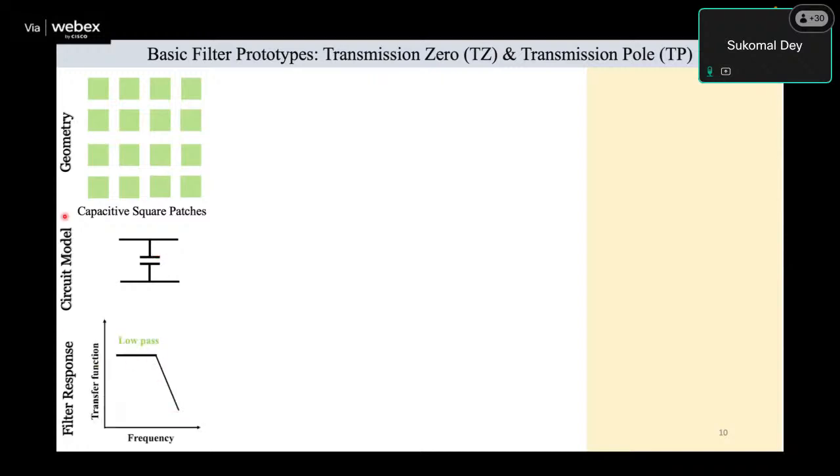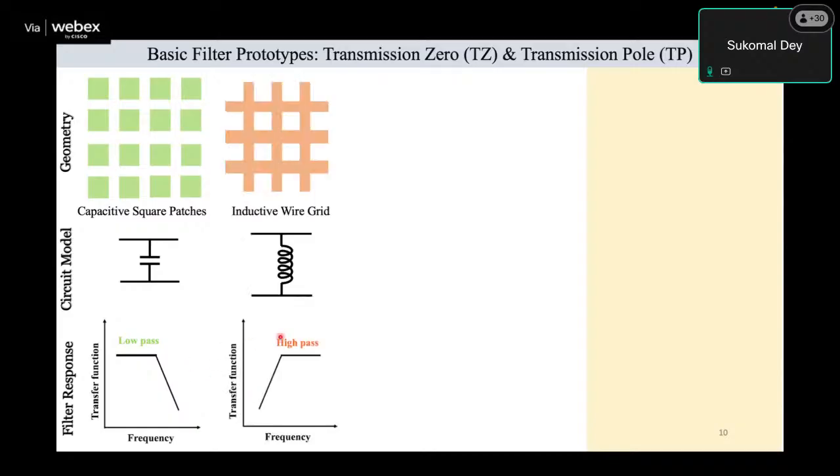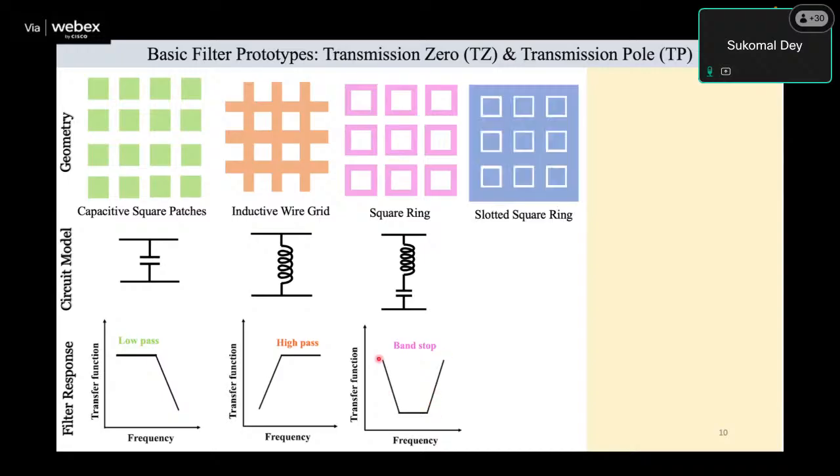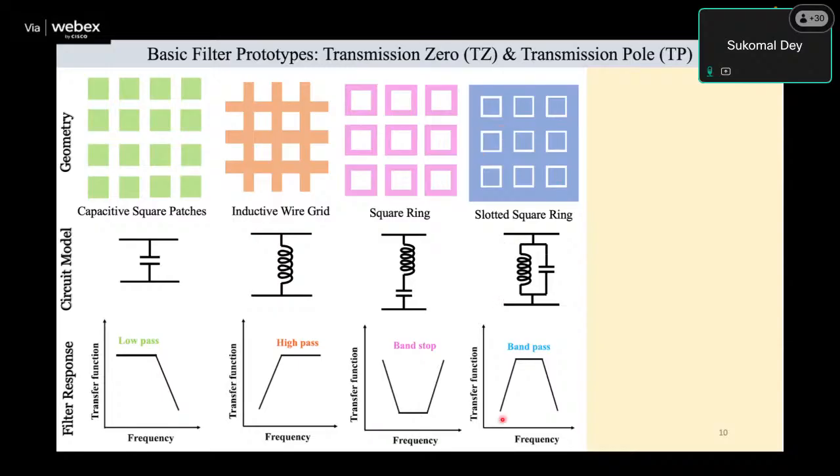This is going to be the response because a simple capacitor, whenever you place it, becomes a low pass response. When you make an inductive grid, it gives you the high pass response. Whenever you make multiple arrays, it gives you a band stop response. And the fourth part is simple: whenever you make an array like this, it gives you the band pass response.